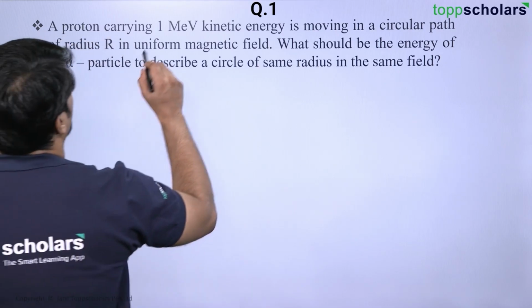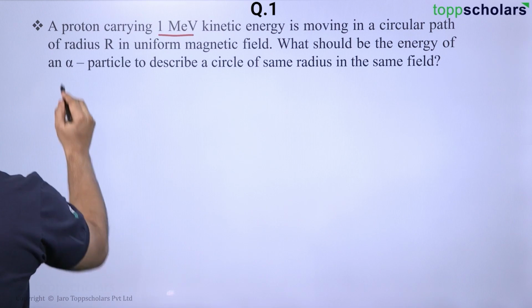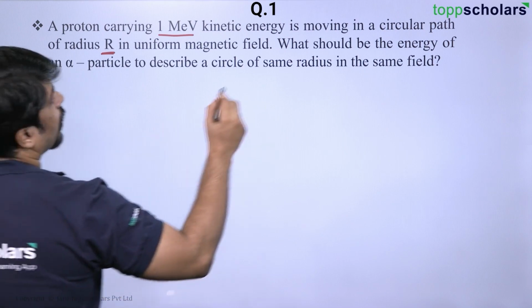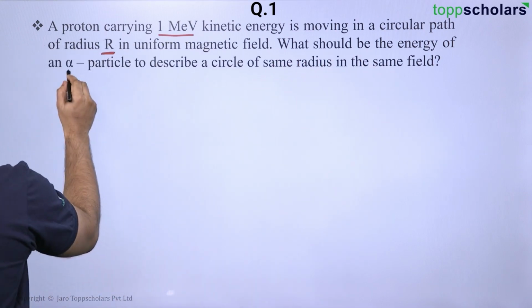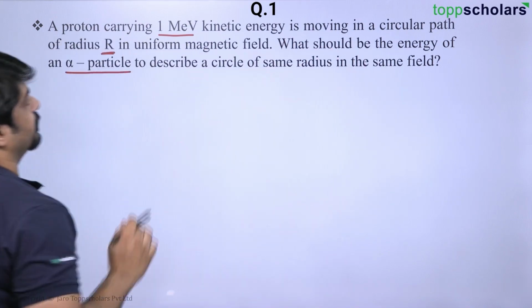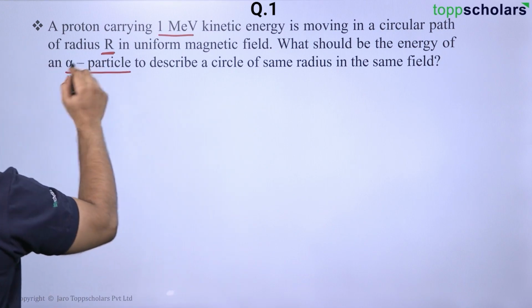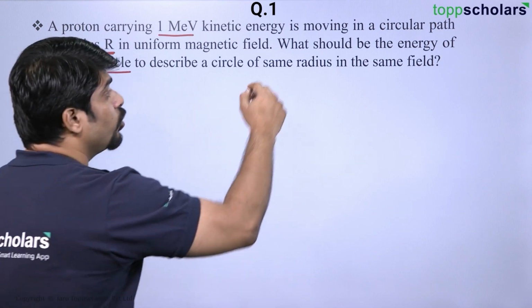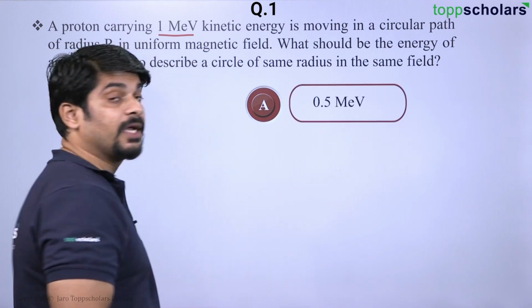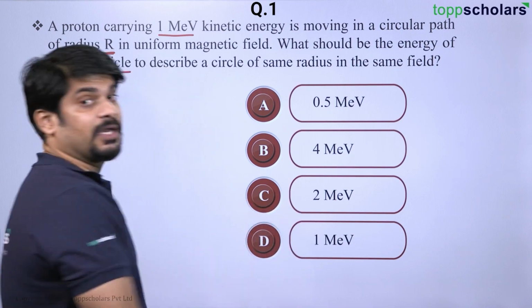A proton carrying 1 mega electron volt kinetic energy is moving in a circular path of radius r in a uniform magnetic field. Okay, so r is the radius. What should be the energy of an alpha particle to describe a circle of the same radius in the same field? So first there is a proton carrying energy 1 mega electron volt, and then we have an alpha particle. What should be the energy of the alpha particle? That is what we have to find out. Options are 0.5 mega electron volt, 4 mega electron volt, 2 mega electron volt, and 1 mega electron volt.